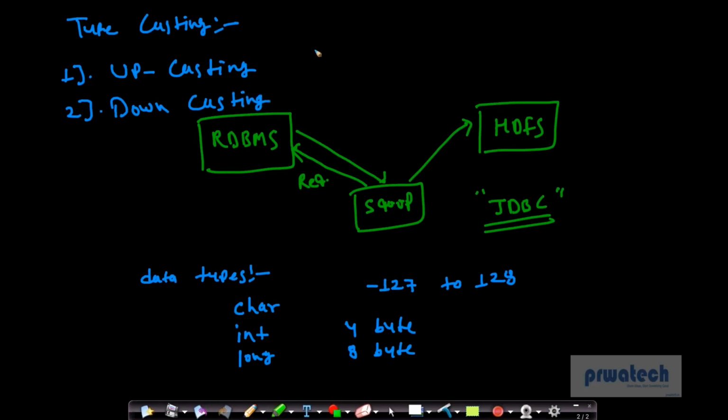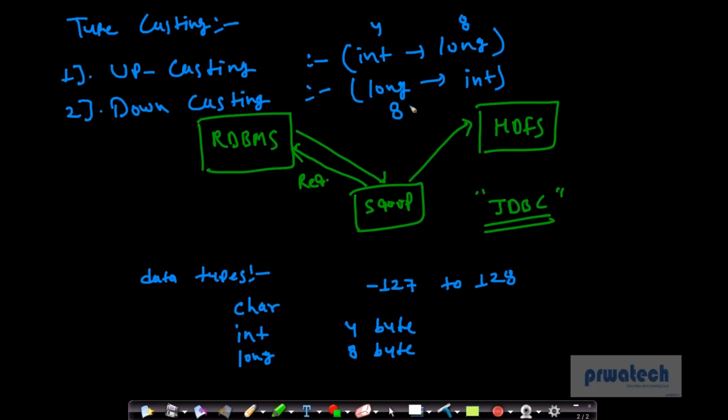Upcasting is what? You're changing your value from lower to higher, which means 4 byte to 8 byte. So converting integer to long can be upcasting. You converted 4 into 8. What is downcasting? Just the opposite, vice versa. Long to integer. You converted this 8 byte into 4 byte. But why is this required? This is required to handle our data, specify our data, optimize our information, manage them well. This is why casting is required, and this is applicable in all programming languages.